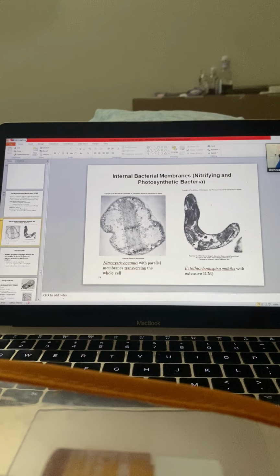This is Nitrocystis oceanus, which has parallel membranes. This is an electron micrograph, and you can almost see these thin lines that are supposed to be membranes traversing the whole cell here. And here is another one that has a collection of these intracytoplasmic membranes, extensive, lots of them. And this is, of course, the one which has a high respiratory rate. These are almost always connected to the plasma membrane, and they come up as batches within the cytoplasm. So this gives the cell the ability to have a high respiratory rate. Okay.